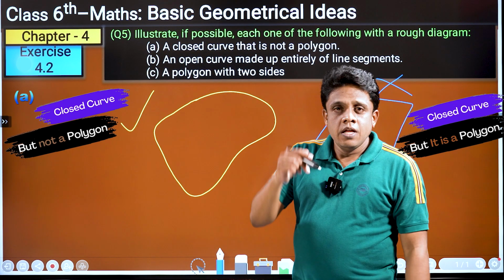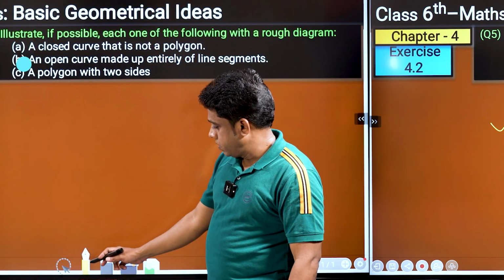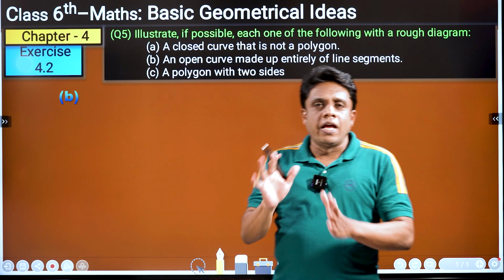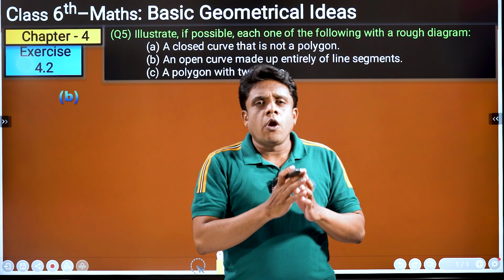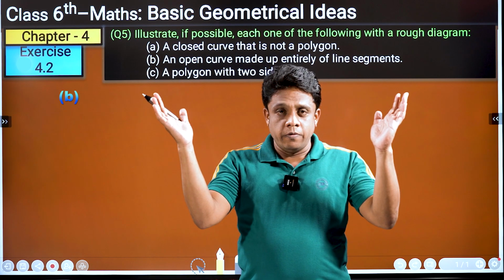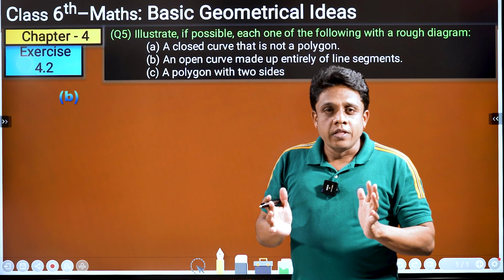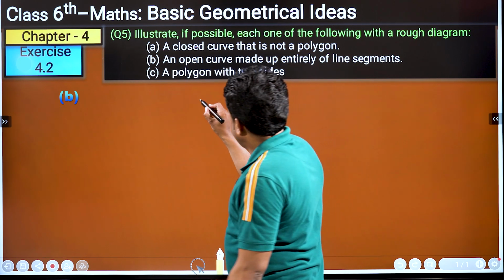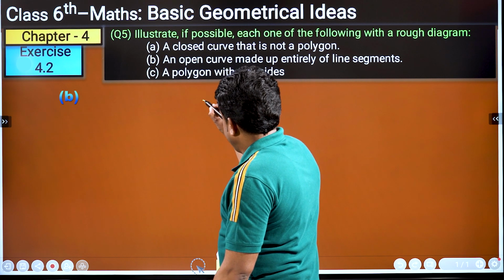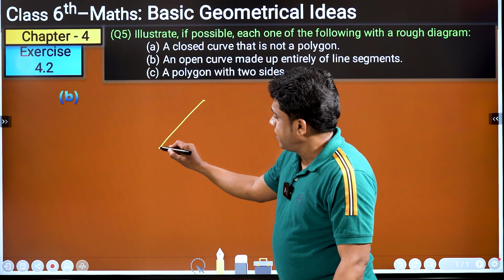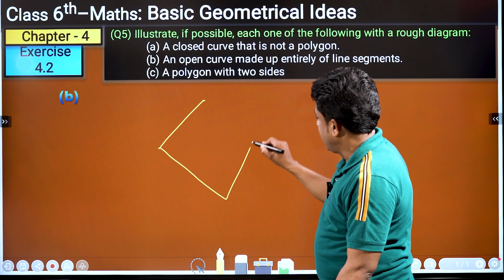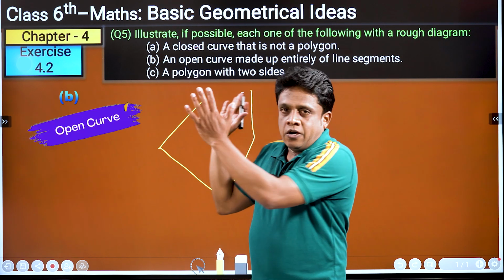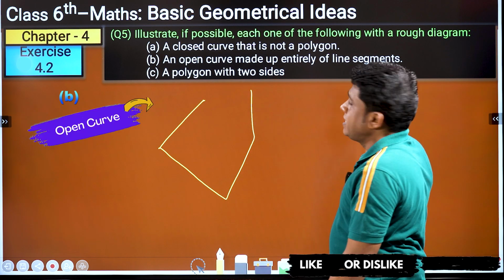Now we will move on to the next one, our B part: an open curve made up entirely of line segments. That means we have to draw a diagram for an open curve, and that curve should be made up of line segments only. I will draw an open curve now. This is one line segment, another line segment, another, another. So this is your open curve, and it is made up of line segments.